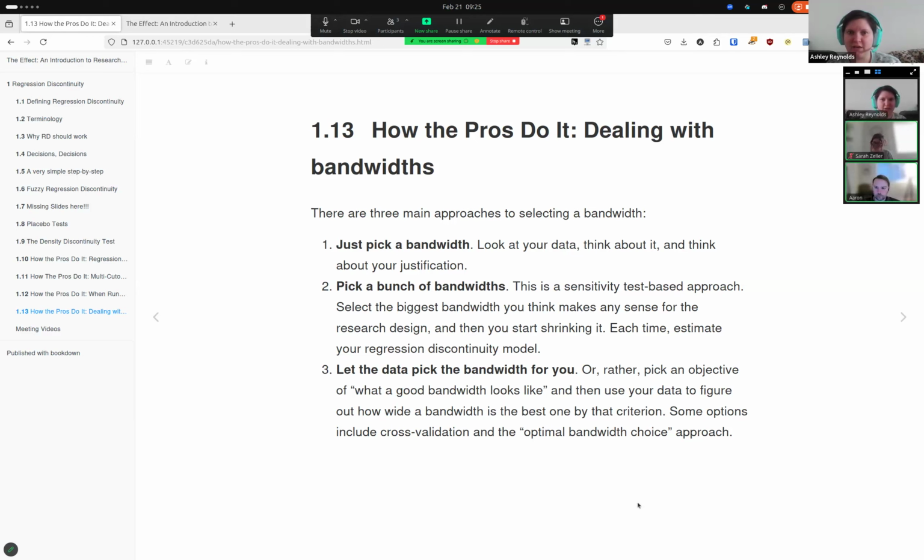I feel like selecting an optimal bandwidth feels like a similar problem to selecting the optimal number of bins or optimal bin width in a histogram, where there's not really any one good answer of how you should do it. There's a lot of decision making and thinking about it that has to go into it. And that is the end of the chapter.